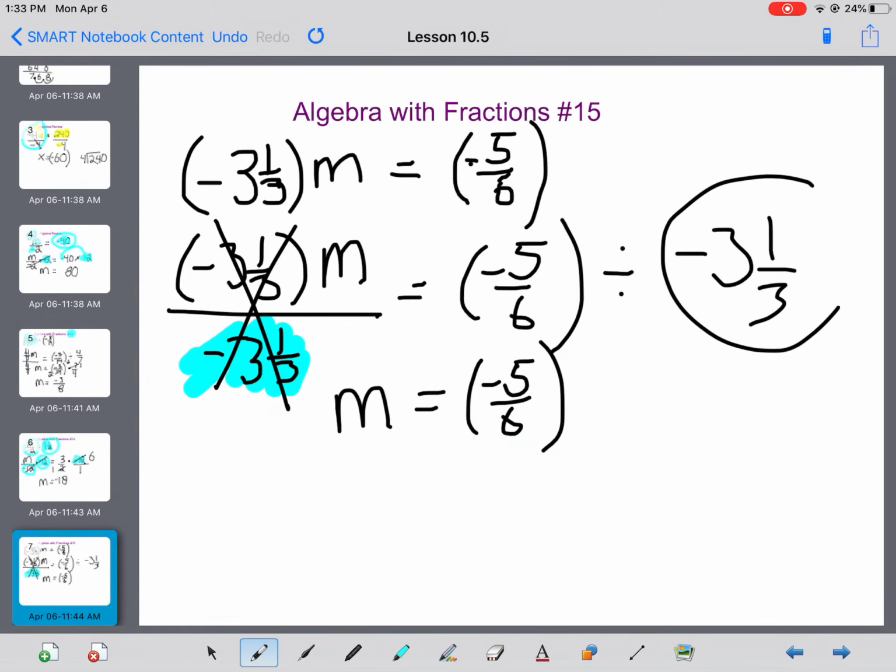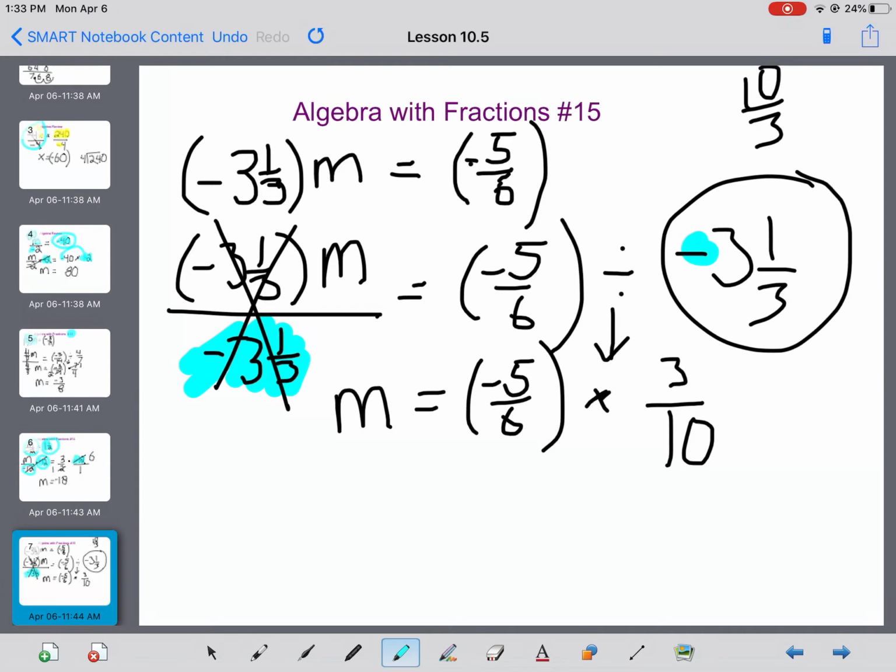-5/6. Now, what I can do over here is I can think, well, again, I need to make my mixed numbers into improper fractions. 3 times 3 is 9, plus 1 is 10. So I actually have 10/3. But now what I want to do to divide is I want to multiply by the reciprocal. So my reciprocal becomes 3/10. Now I almost made a classic mistake. I almost forgot the negative. Don't forget the negative. So add that in there.